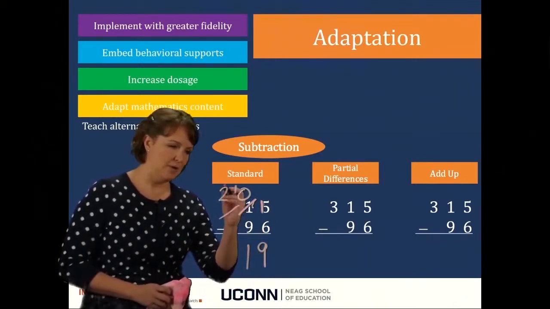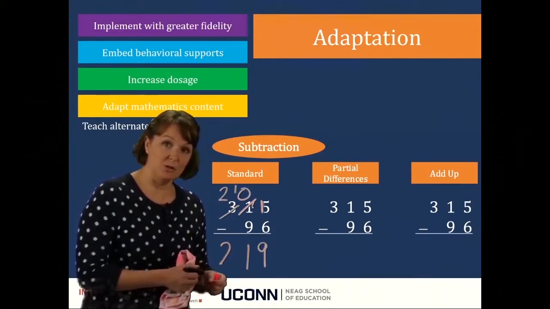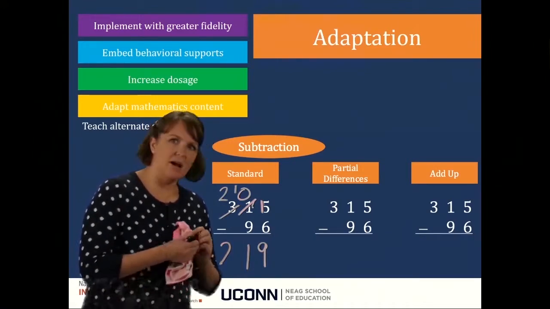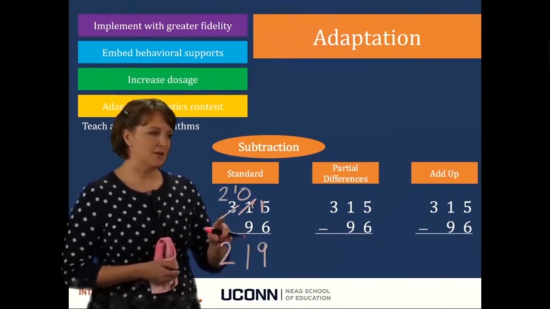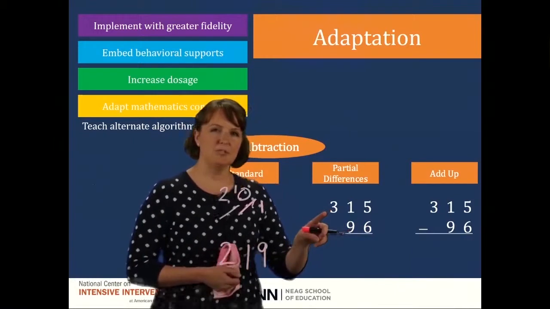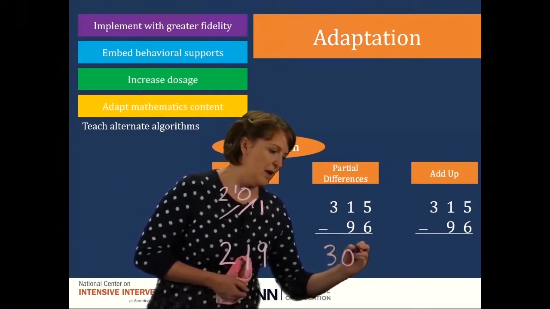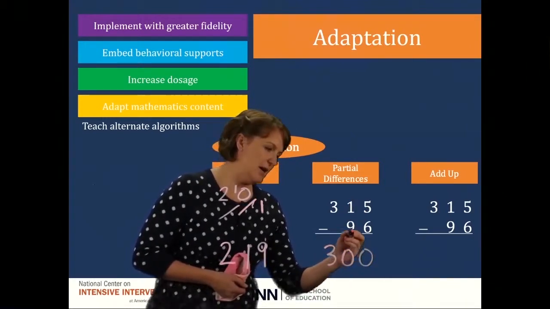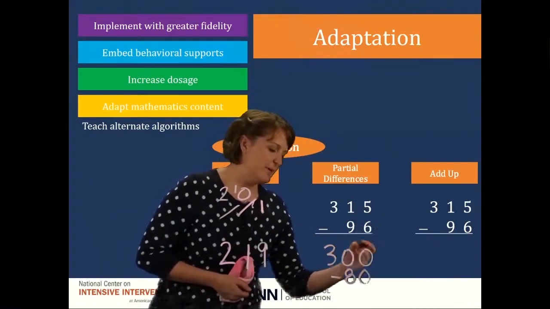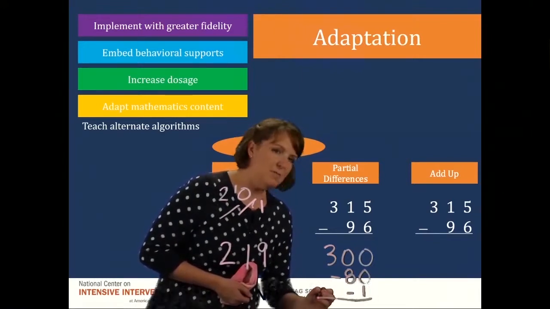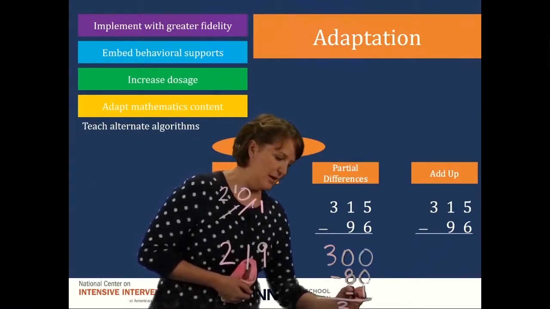So 315. Oh, and then I have to subtract 2. Yeah, I did that right. I'm just checking my math there, which is always a good thing to do. When I have 315 minus 96, my answer is 219. Now that's with the standard algorithm. With the partial differences algorithm, I start here. 300 minus nothing is 300. And then if I have 10 minus 90, that's going to be negative 80. And then if I have 5 minus 6, that's negative 1. And 300 minus 80 minus 1 is 219.